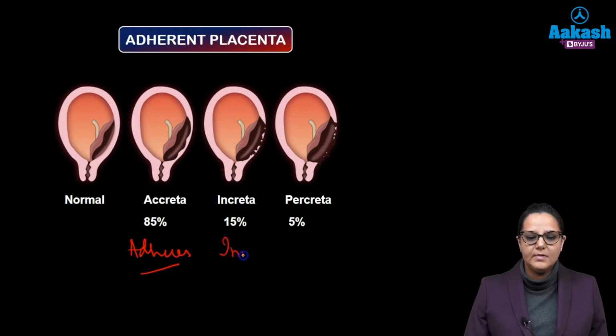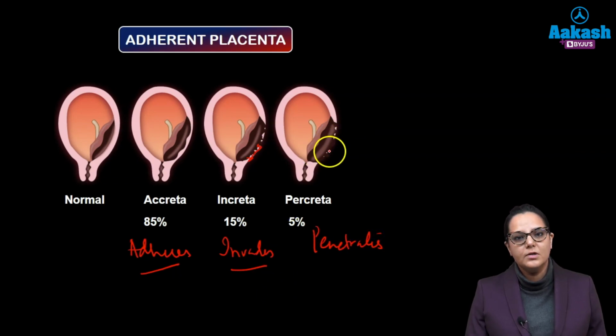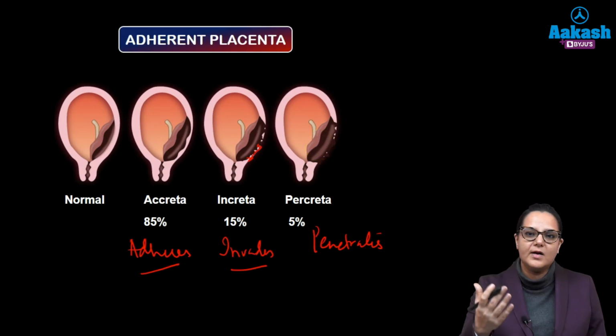Increta, invades. So here the placenta is invading up till the myometrium. Alright, it is still within the uterus but it has gone up to the myometrium, as we can see over here. And percreta is penetrates. Right, 5%. We can see that it is going beyond the layer of the uterus. So behind it can go into the bowel, and in the front it can go into the bladder.